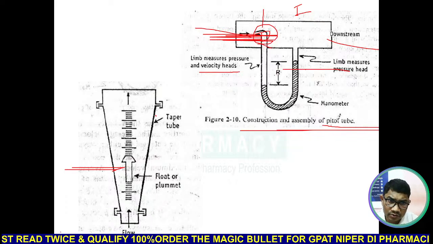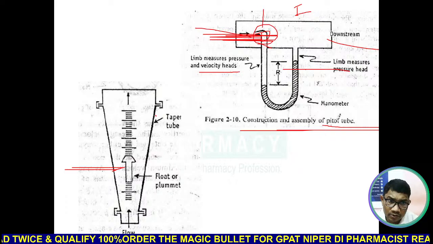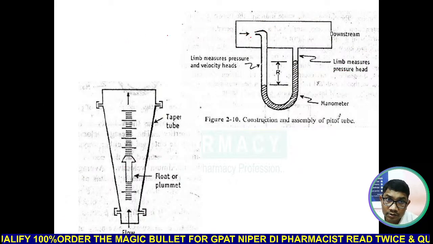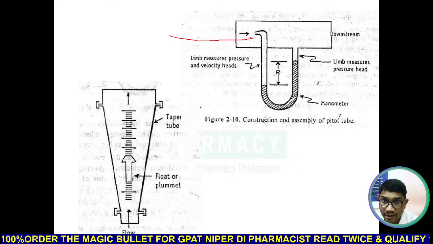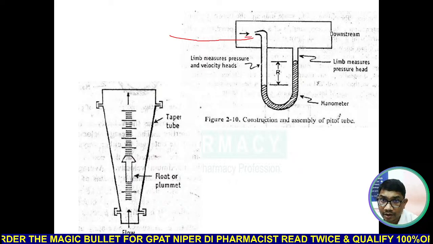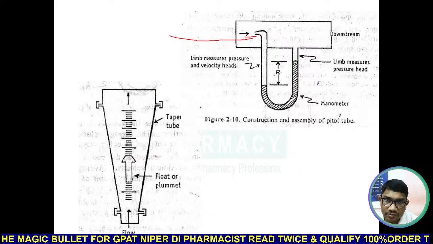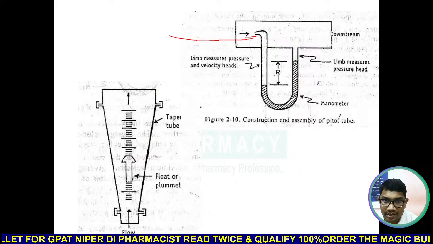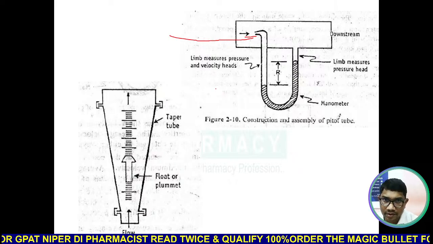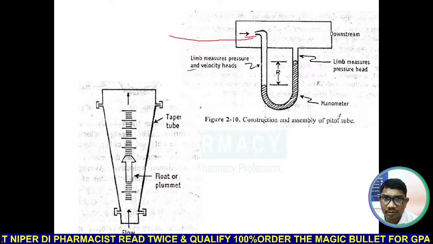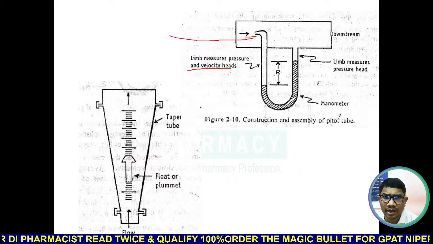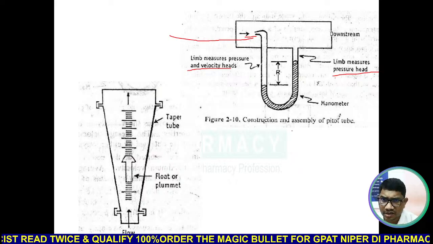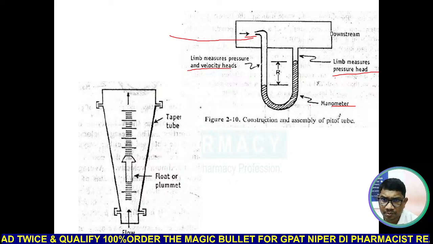Because of this insertion, what happens? The velocity of fluid at this point increases with the decrease in the pressure. So that is checked, that is calculated. This limb measures the pressure and velocity head both. This limb measures only the pressure head. This manometer is known as a pitot tube.